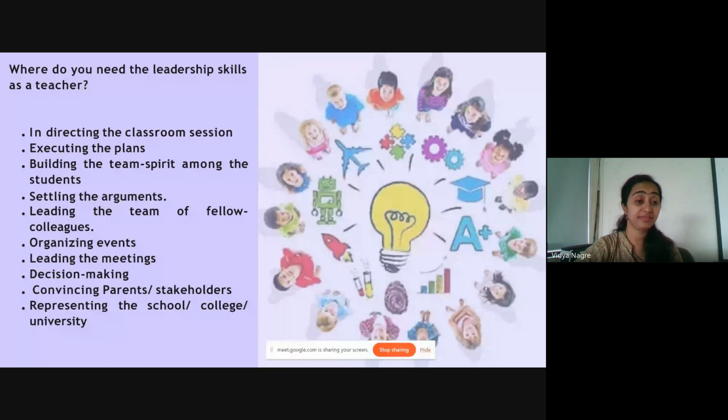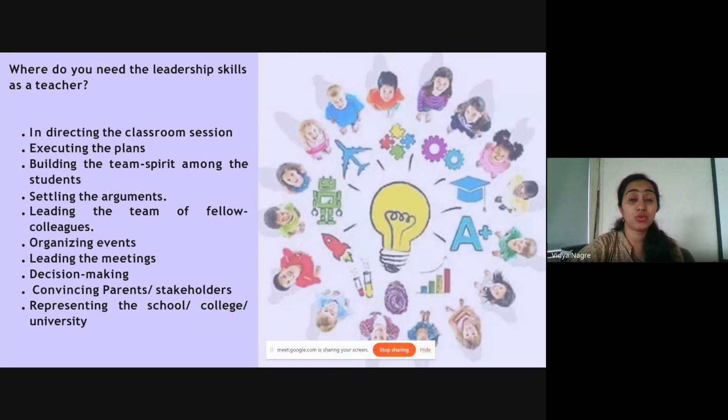Mind this, believe me, you need these leadership skills at each and every step that you will be taking as a teacher. For example, in directing the classroom sessions, making students pay attention to you, making students execute certain activity. For example, during class, you ask some question, they answer. You can give some task or activity for them to complete, might be individual or might be in team. So you are leading them, you are directing them, you are deciding their movements, their actions. So you are a leader there in the class.